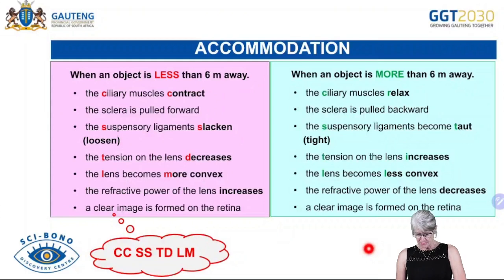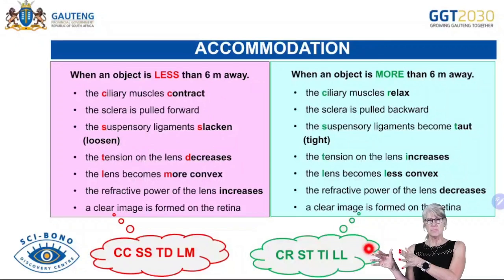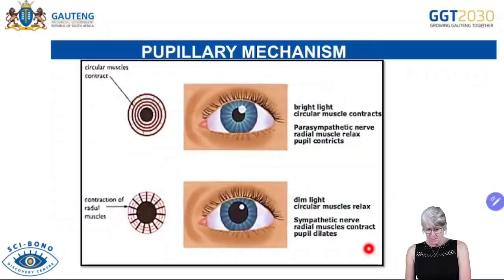Okay, so we've got a mnemonic there as well for us to remember. So we're going to say ciliary muscle relax, CR. ST is my suspensory ligaments become tight, which means my tension increases on my lens, and my lens then becomes less convex. And then that allows a clear image to be formed on the retina. Okay, so remember, if you remember the one side, then it's very easy to remember the other side. Okay, for this.